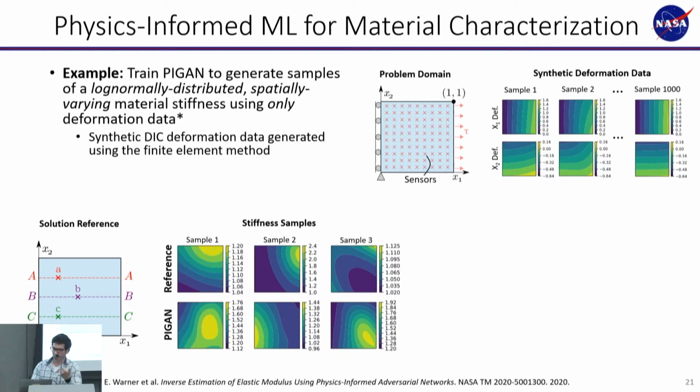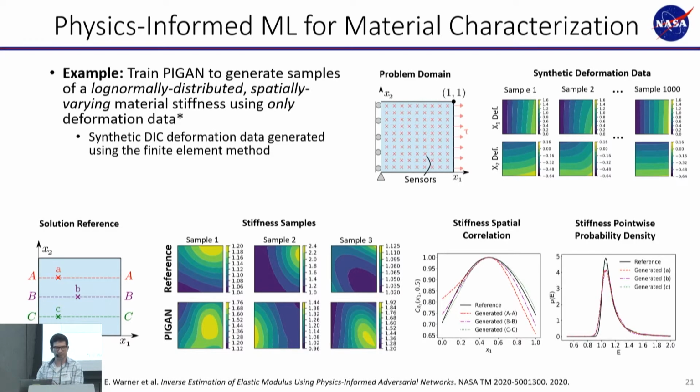To more quantitatively assess the performance, we looked at the statistics that the PyGAN is able to recover. So this is looking at the estimated spatial correlation. We see in the dashed lines we're recovering the spatial correlation pretty well using this method, solving the inverse problem. And we're also estimating the point-wise probability distribution relatively well too. So again, proof of concept because this is synthetic data and it's a lot of data, and that's the challenge now: how little measurement data can we use and still get accurate estimates of what the material properties are.